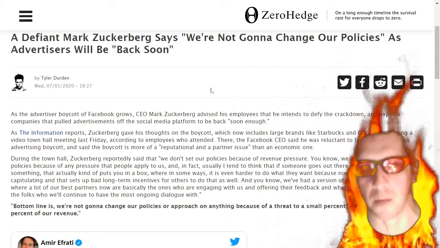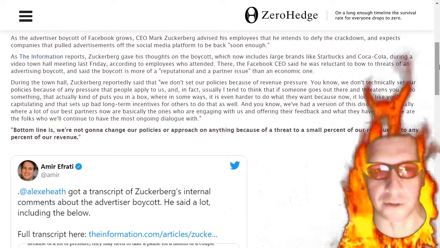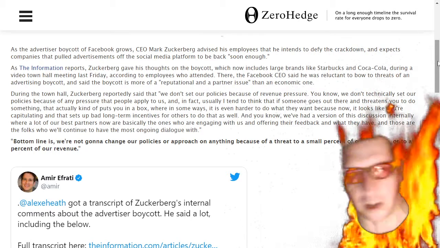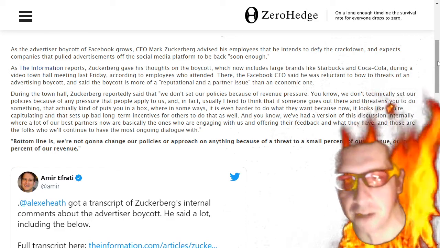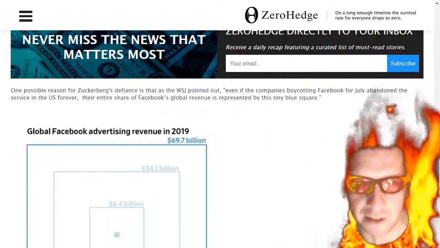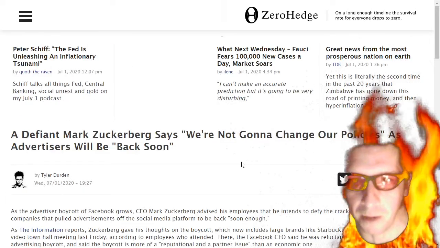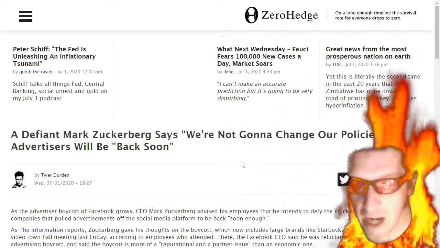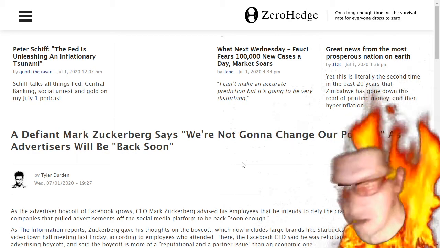Anyway, Zuckerberg saying, we're not going to change our policies as advertisers will be back soon, as Facebook continues to mislead its shareholders by getting involved in politics in all sorts of ways that it ought not to be doing, behaving as both a publisher and a platform, and trying to escape legal liability for its behavior. Now, I think the SEC should be investigating companies like this. And if you want to read more about it, check out the Zero Hedge article. A defiant Mark Zuckerberg says, we're not going to change our policies. Our policies are made in China, and our advertisers will be back as soon as possible. Okay?